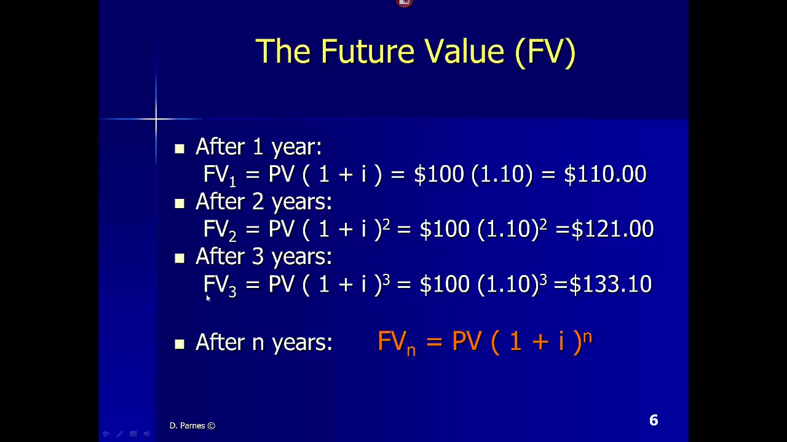It's easy to see that future value in year number 3 will give you the present value times 1 plus the interest rate to the power of 3, which gives you $133.10. Very easy, you can observe that after n years, n can represent any number of years that you want, future value in year number n is the present value times 1 plus the interest rate to the power of n.